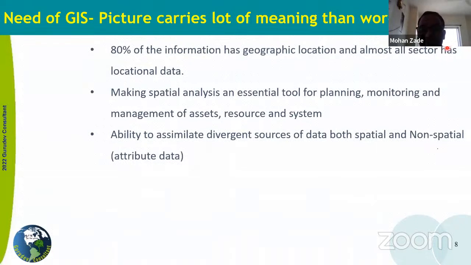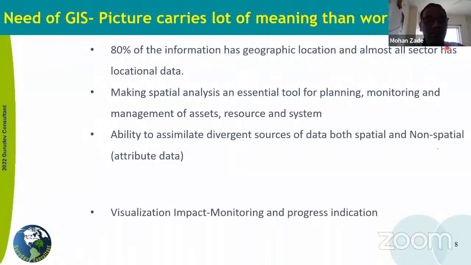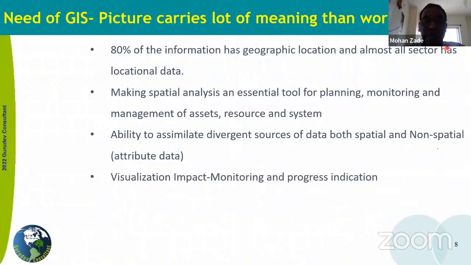Now you can bring in your own data from various servers, SQL, Oracle, all kinds of data you can fetch, or your MDB or Access database or Excel dataset or TXT files. These can be brought into the GIS now, helping us to do more meaningful analysis. The visualization impact carries a lot, because it gives the monitoring and progress indication also of projects, like road projects.